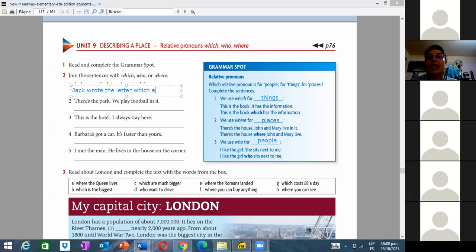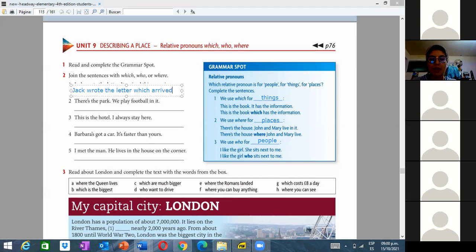¿Ok? El cual ya no necesito añadir it, ¿no? Refiriéndome nuevamente al objeto, en este caso la carta. Este which ya está diciendo el cual, ¿no ven? Jack escribió una carta, el cual, refiriéndose a la carta, el cual llegó esta mañana.